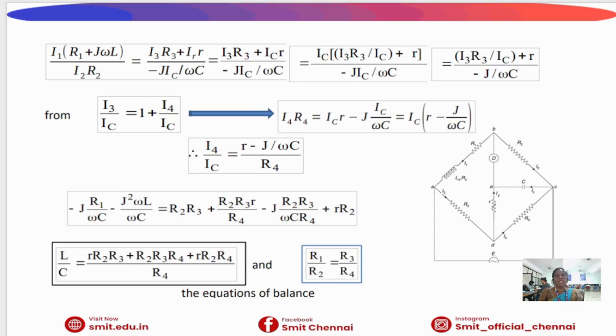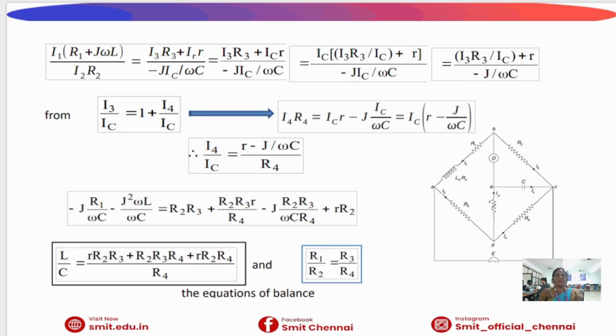In this slide, mathematical analysis is carried out using Kirchhoff's law for different loops of the bridge. Applying loop equations, first voltage equations are written for the bridge loops. By applying Kirchhoff's voltage law, the impedance ratio of one arm is equated with the impedance ratio of the other arm. So we obtain the relation I1 into R1 plus j omega L by I2 R2, which is expressed in terms of currents flowing through the resistance R3, resistance R and capacitor C.